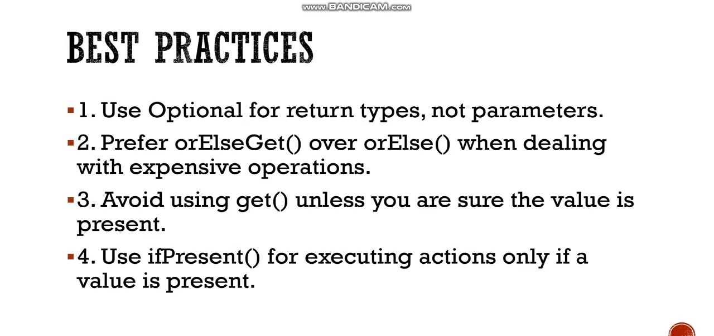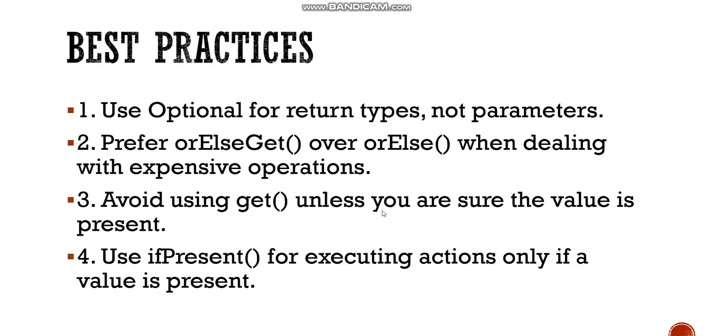Best practices while using optional: use optional for return types, not parameters. In parameters we do not need to use the optional. For return type or returning some value we can go for optional. Prefer orElseGet over orElse when dealing with expensive operations. Suppose we are not sure whether this particular variable has a value or not, then we can go with dot orElse or dot orElseGet. These are the more beneficial methods.